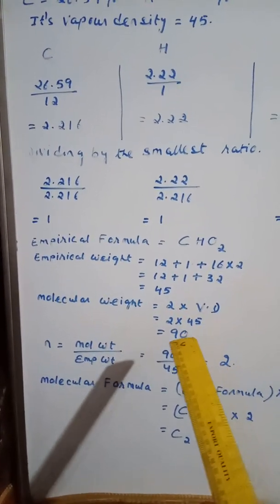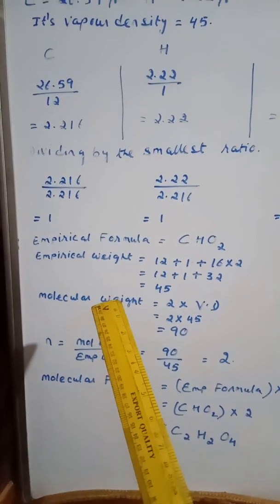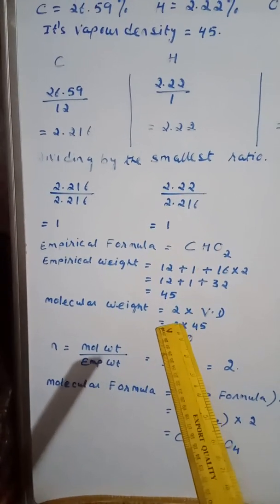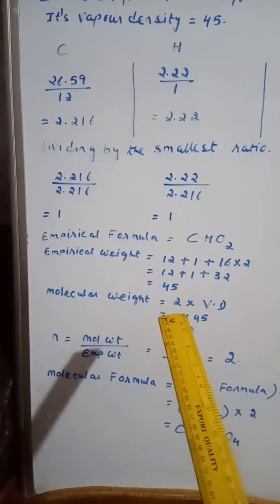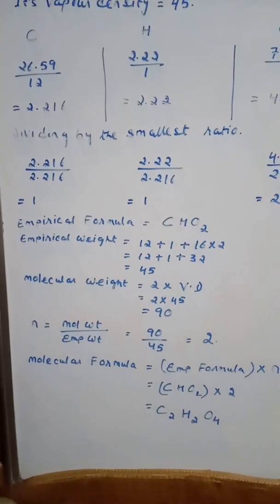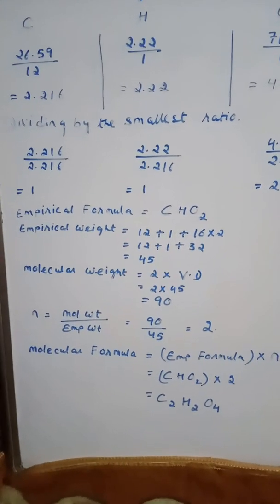Now the next one is to calculate the molecular weight. How will we calculate the molecular weight? From the vapor density. There is a relation: molecular weight equals 2 into vapor density. The vapor density is 45, so 2 into 45 will give us 90. So that is the molecular weight.